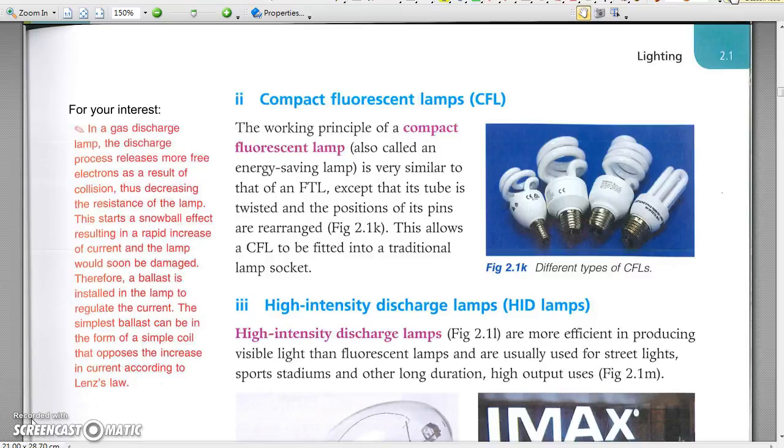2. Compact fluorescent lamps, CFL. The common name of CFL is energy-saving lamp. Its structure is similar to an FTL except that it is twisted and coiled.